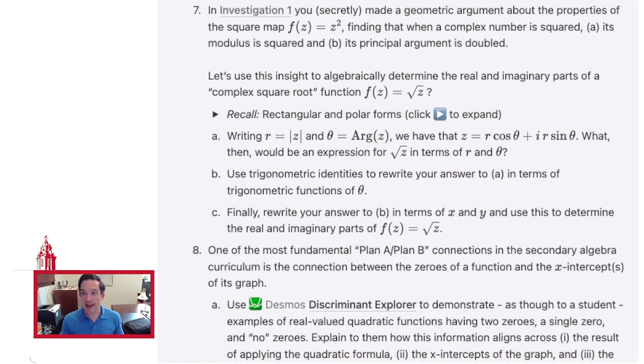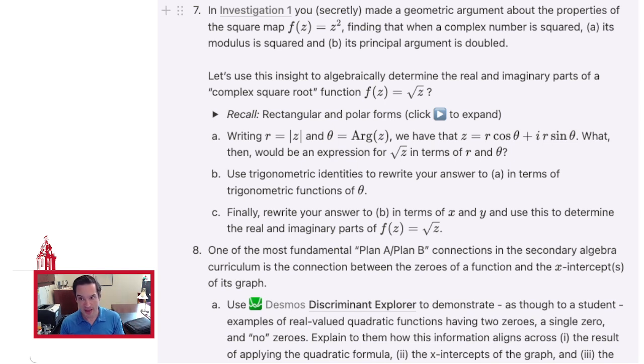And then in 7 and 8, I want us to talk a little bit more about connections between the squaring map and the square root. So we're going to bring the square root to the table a little bit in this pair of exercises. The first is going to be to leverage the rectangular and polar forms of complex numbers that we talked about last week to help us to determine the real and imaginary parts of a complex square root function.